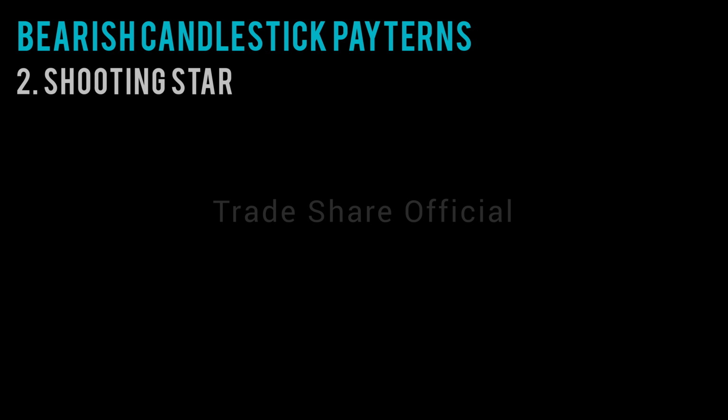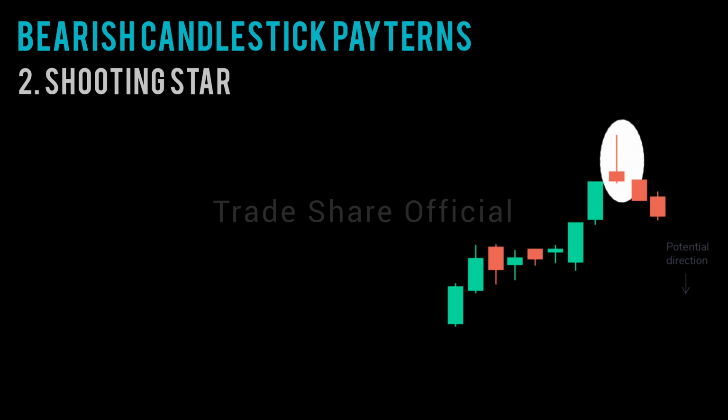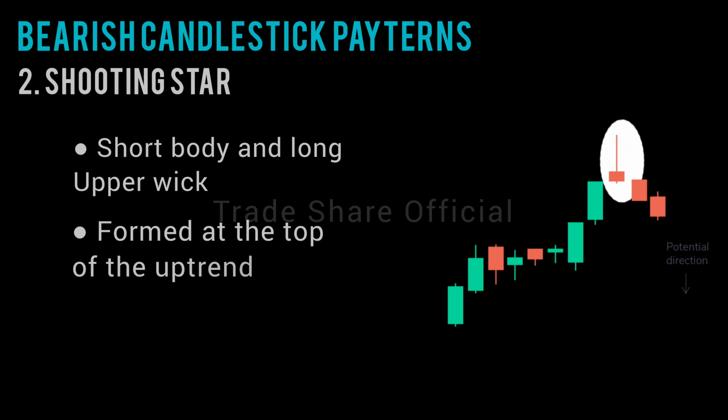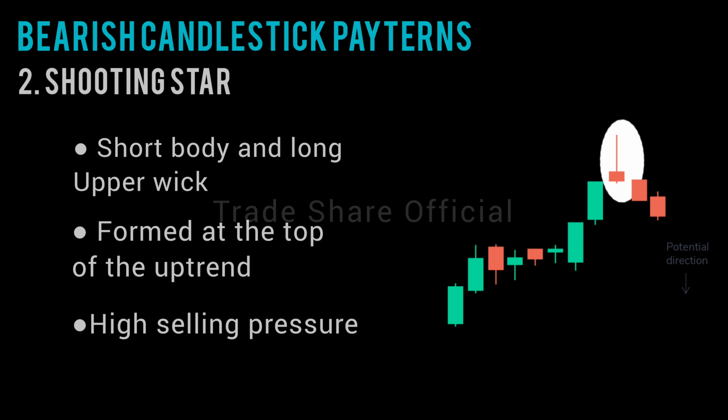Number 2. The shooting star. This is a candle with a short body and a long upper wick. It is usually located at the top of an upward trend too. Usually, the market opens higher than the previous day and rallies a bit before crashing like a shooting star. It indicates selling pressure taking over the market.